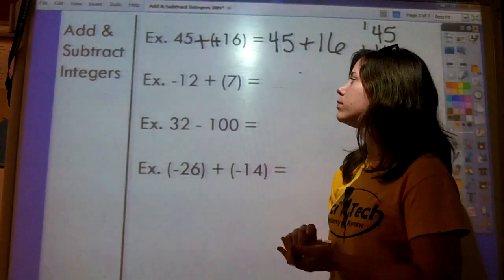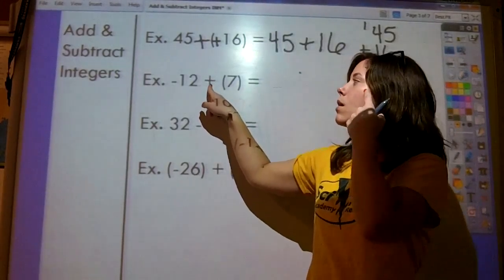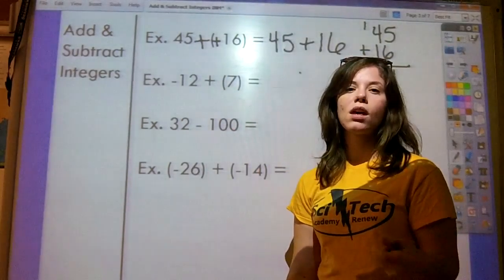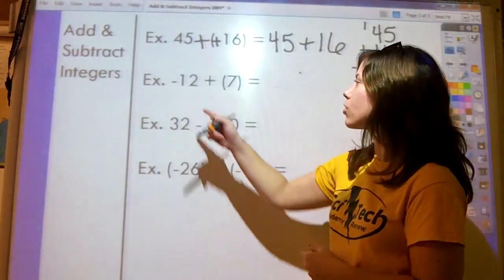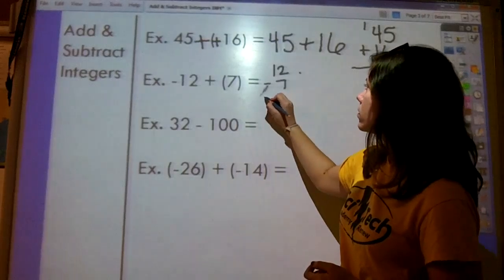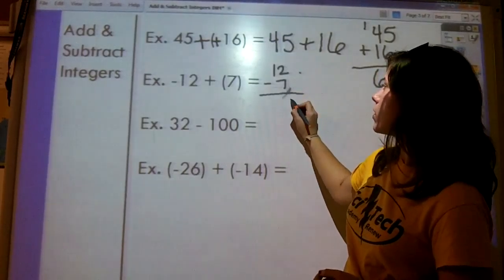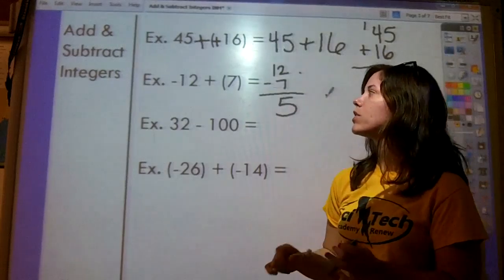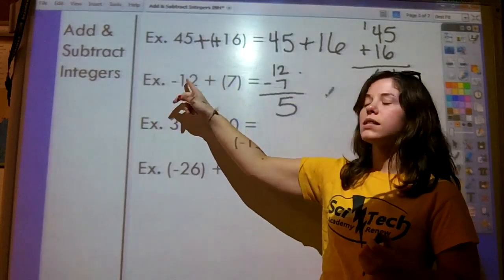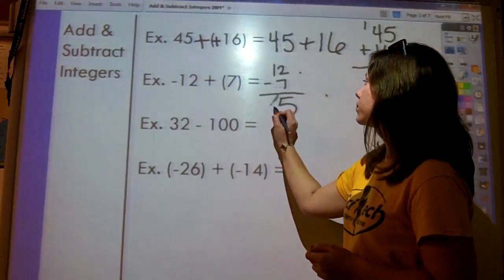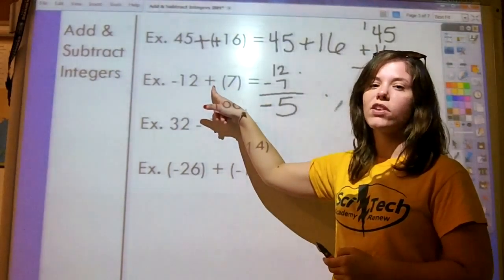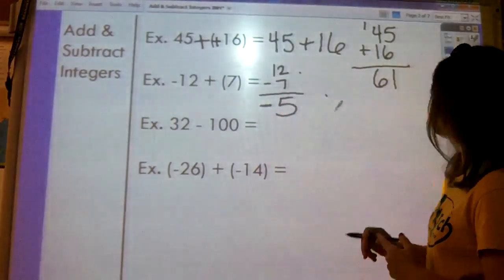Let's do another one. I'm adding. I have a negative and a positive. If my signs are different, find the difference. A difference means to subtract. So I take the bigger number, subtract the smaller. 12 minus 7 is 5, and then I keep the sign of the greater number. 12 is greater than 7, and it's negative, so I'm going to keep it. Negative 5. You owe me $12, you pay me back 7, you still owe me 5.